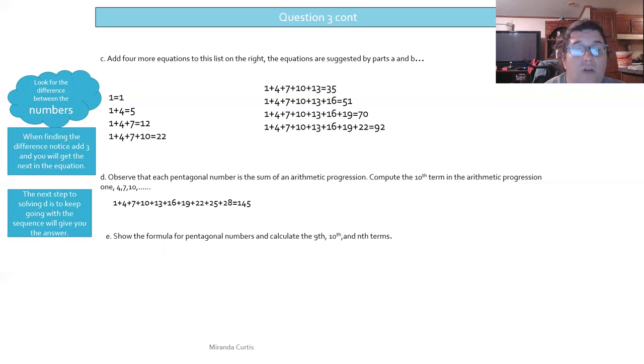Show the formula for pentagonal numbers and calculate the 9th and 10th term in n terms. So a_n equals a_1 plus d in parentheses n minus 1. And then you have a_n equals 3, 1 plus 3 in parentheses n minus 1.